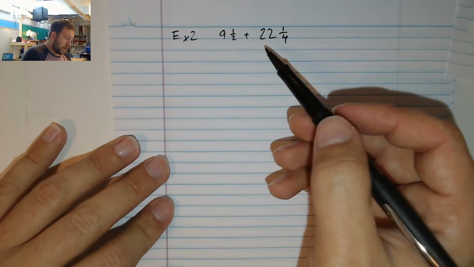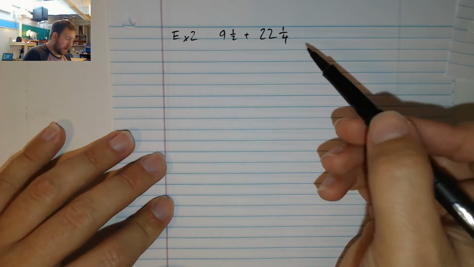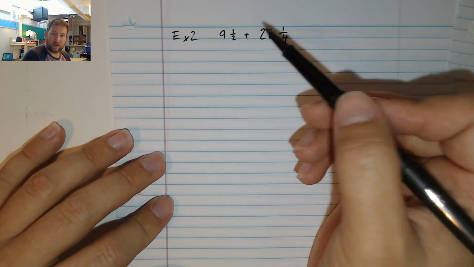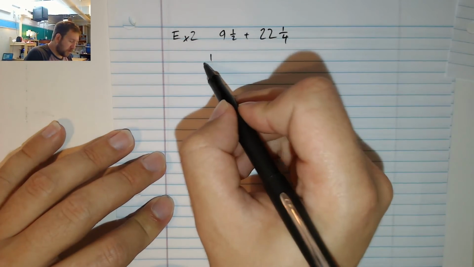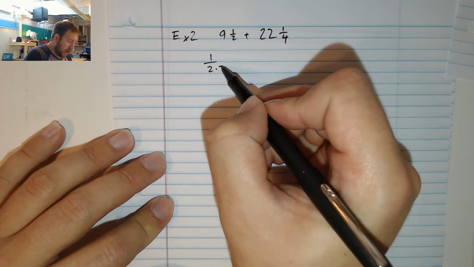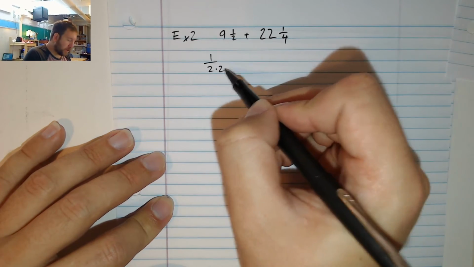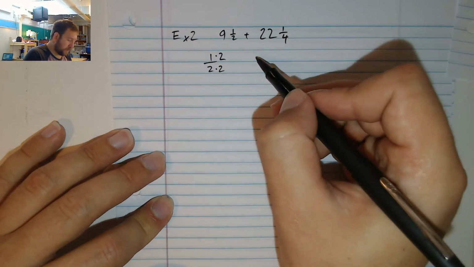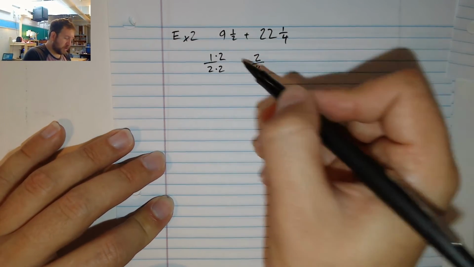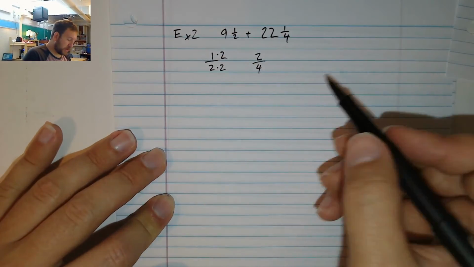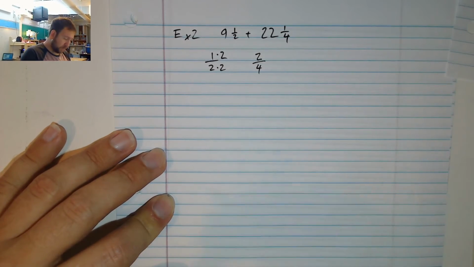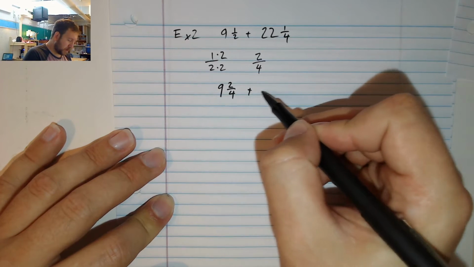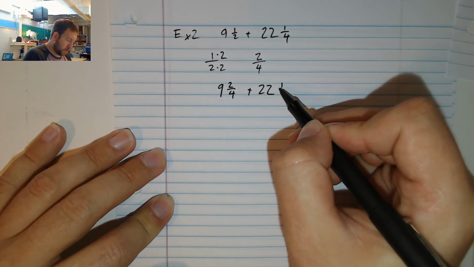All right, so I need to make these fractions common denominators. Now this one kind of screams out to me. I have a 4 and I have a 2, so I can just turn this 2 into a 4. To do that, I'm going to take my 1/2 and turn the bottom into a 4. I'm going to multiply it by 2, and then I have to do the same thing to the top. So I end up with 2/4. So I can rewrite this whole problem like this: 9 2/4 plus 22 1/4.